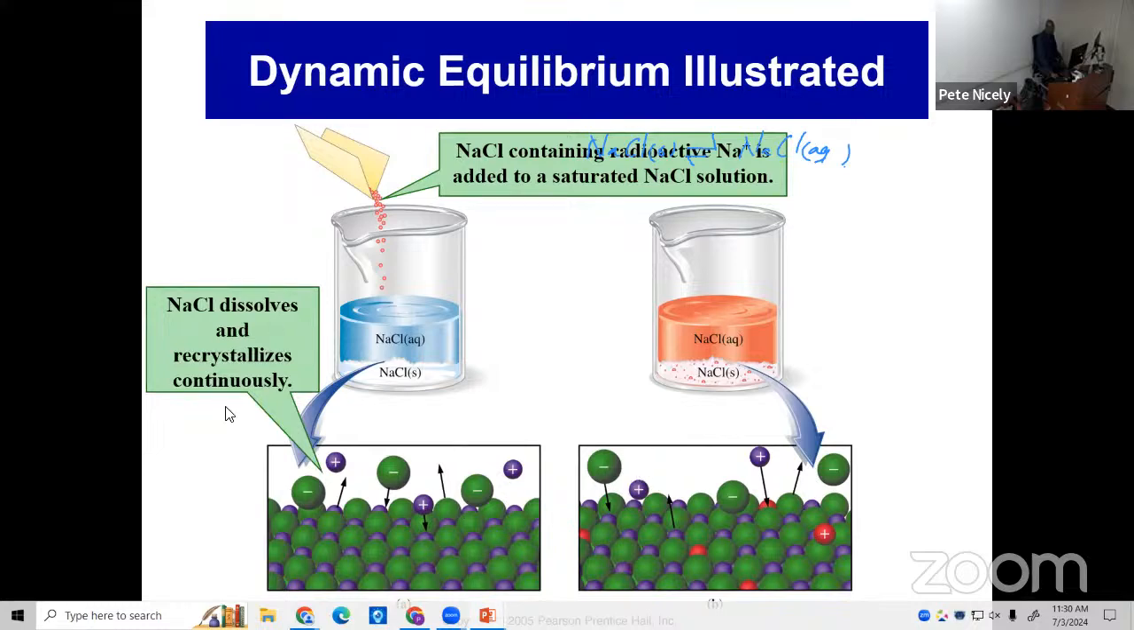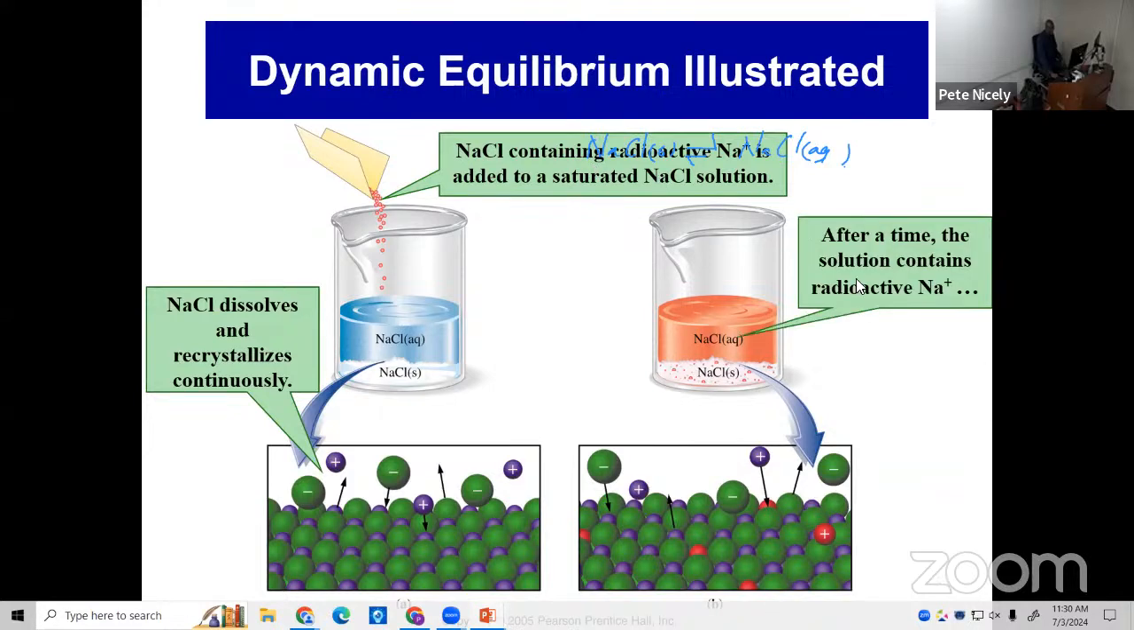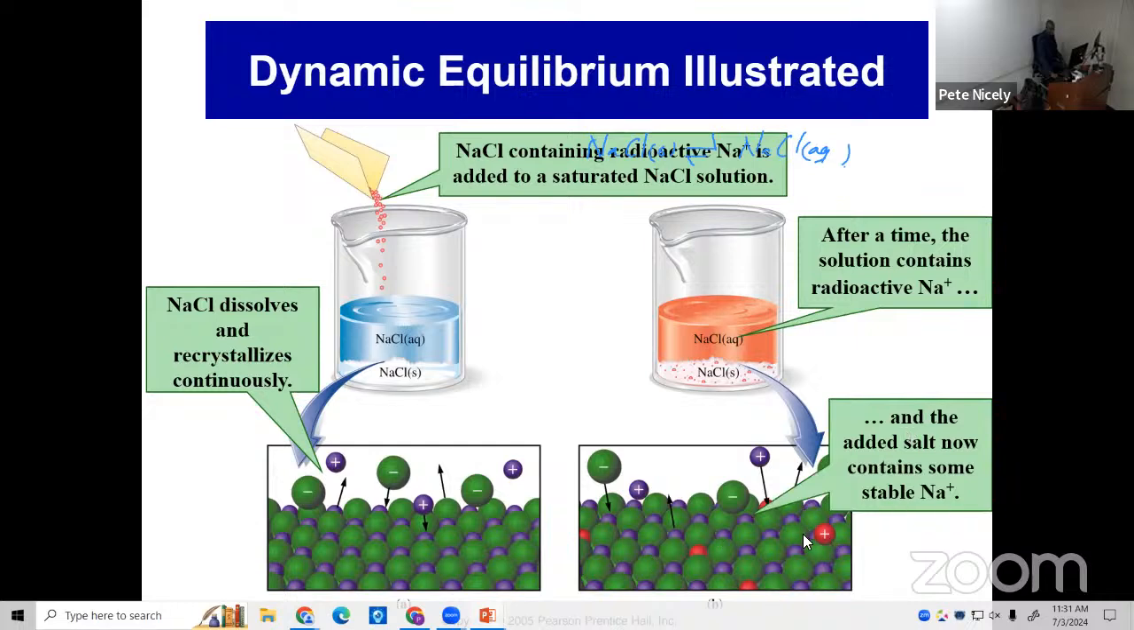The sodium chloride dissolves and recrystallizes continuously. That is represented by the equation I had here. And after time, when you're adding the radioactive sodium, then some of it will get into the aqueous solution as well as in a solid state. All right, so that basically illustrates the principles involved in a system that is under a state of dynamic equilibrium.